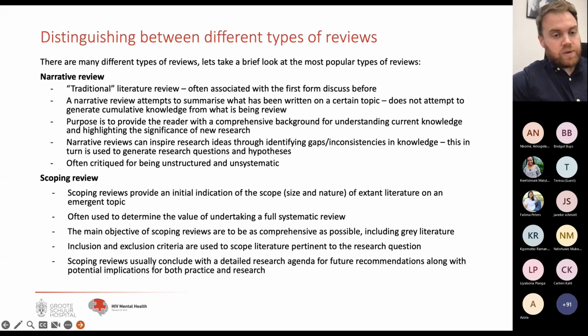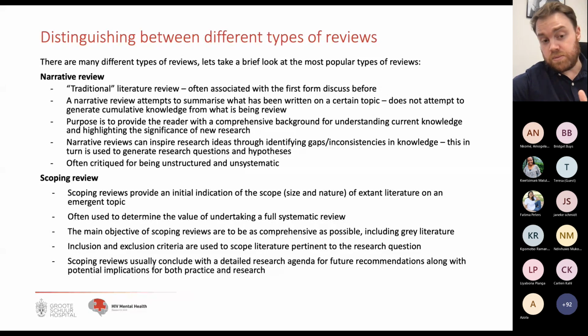The second type of review that we'll briefly discuss is a scoping review, and this provides an initial indication of the scope, specifically the size and nature of extant knowledge on an emergent topic. And it's often used to determine the value of undertaking a full systematic review. So basically, you do a scoping review when there's not enough known about a specific topic, and rather than doing a full systematic review, you first determine the scope of extant literature to determine whether, yes or no, I should do a literature review.